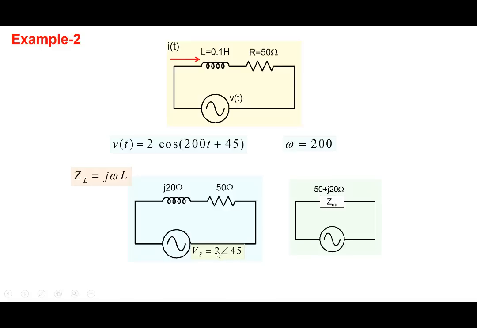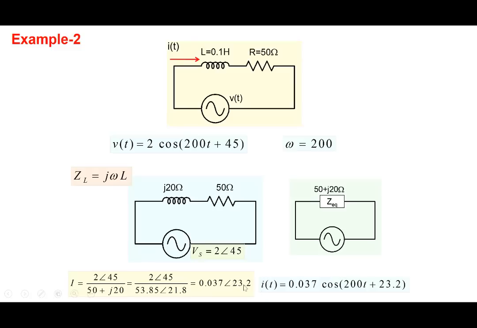We know the input here, so we can calculate the current flowing through my system, which will be equal to 2 angle 45 divided by 50 plus J20. Now 50 plus J20 is a representation of a complex number in rectangular form. Convert it into polar form, or phasor form, 53.85 angle 21.8, then divide the amplitudes, subtract the angles, and you get I in this form. And then of course convert it back into your time domain. Keep the amplitude as it is, 0.037, cos omega t will be there like before, and add the phase, 23.2, and you get the answer.